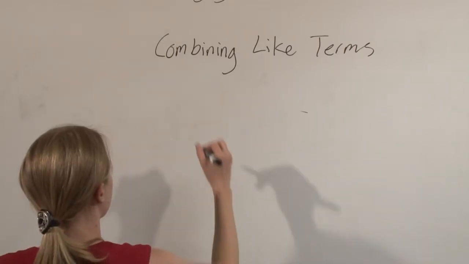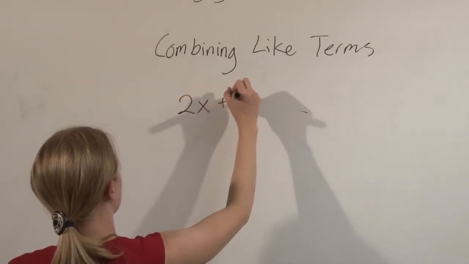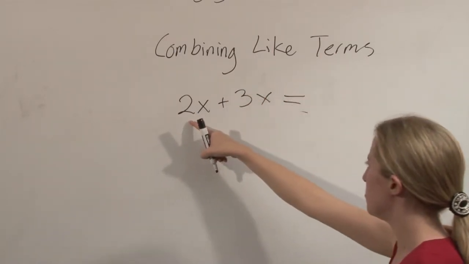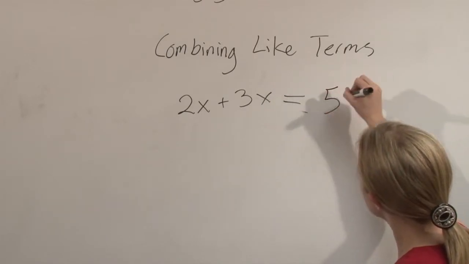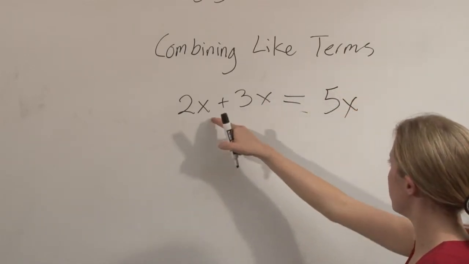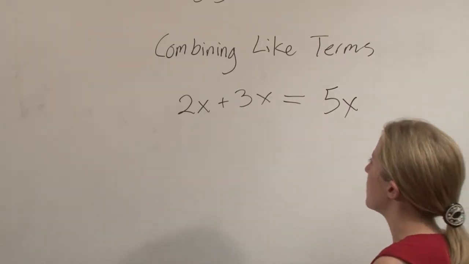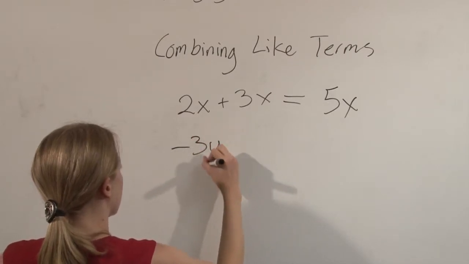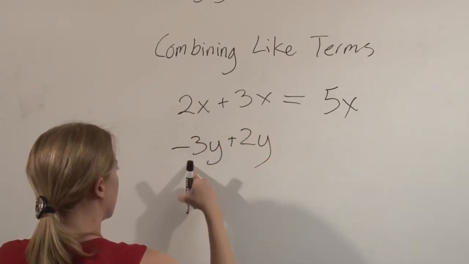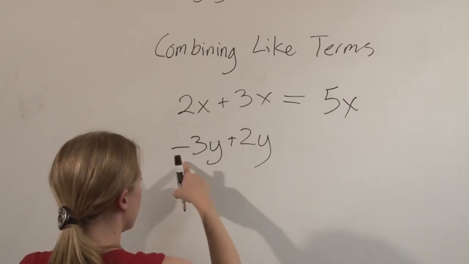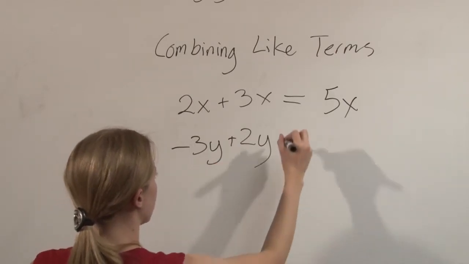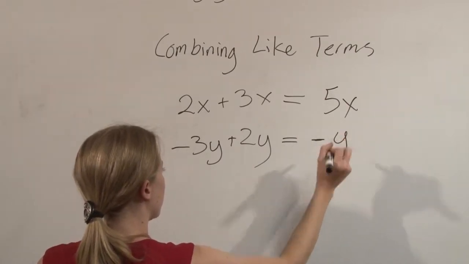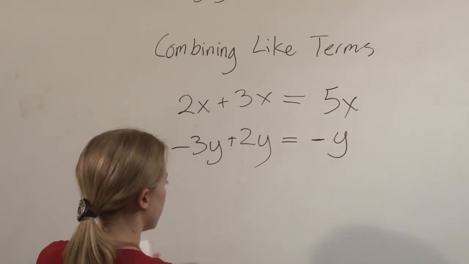We can combine like terms by adding their coefficients. So if I wanted to do 2x plus 3x, I would add 2 plus 3, so 5, and get 5x. So I don't change the variable at all. Don't change its power, I just change the coefficient. So -3y plus 2y, I would do -3 plus 2, which is -1. So then I would have -1y. And we don't write the 1 as a coefficient, you just leave off the 1.